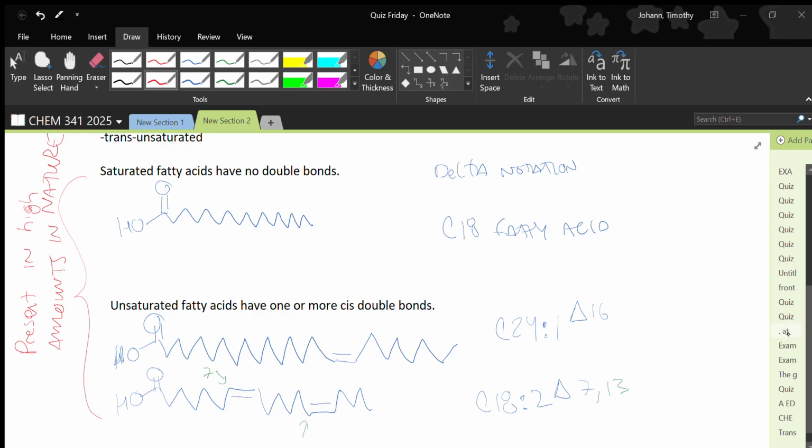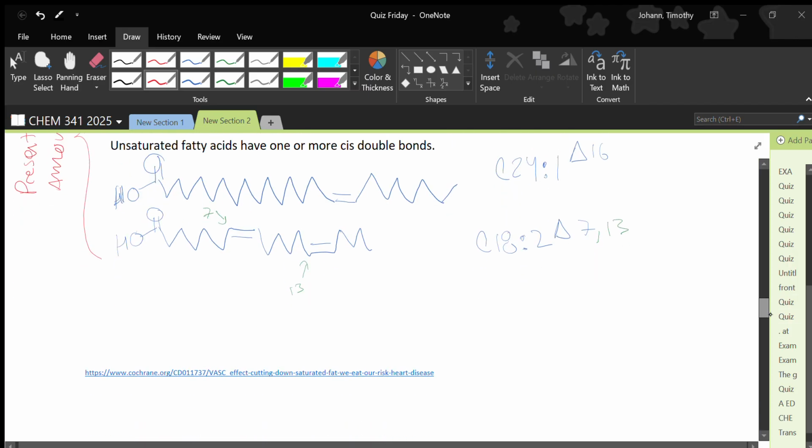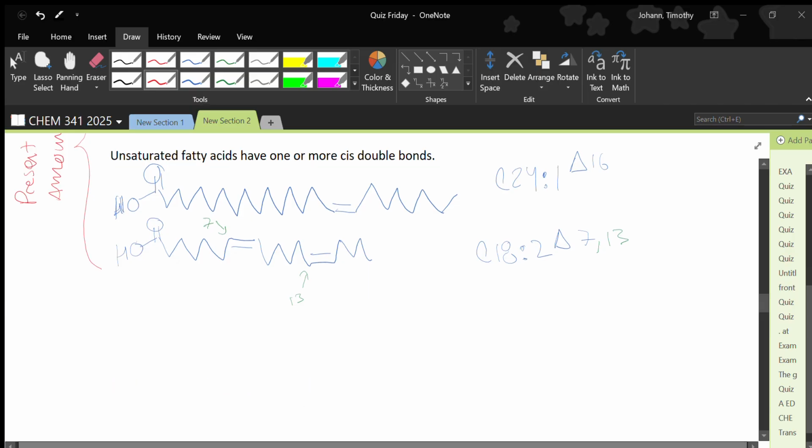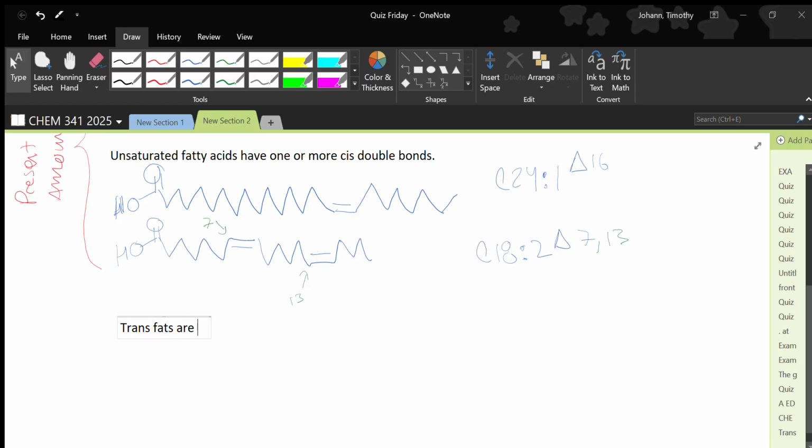Our third type of fatty acid is not going to be very present in high amounts in nature. In terms of where we encounter it, it's a product of the food industry, although they've mostly eliminated it at this point, and that's trans fats. Trans fats are trans, or have one or more trans double bonds.